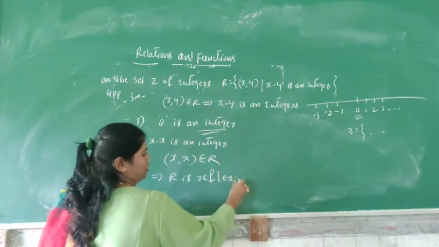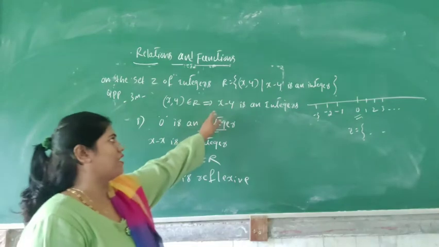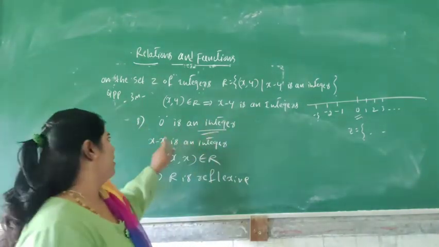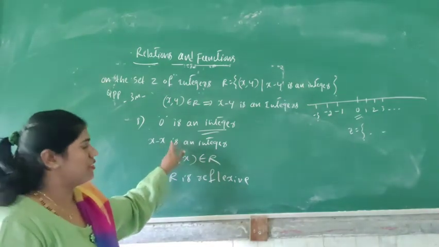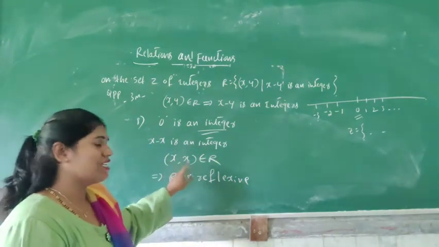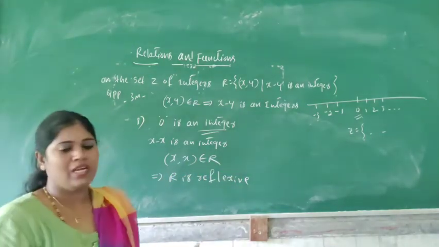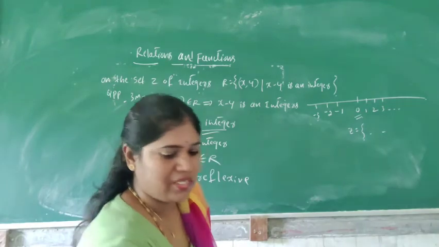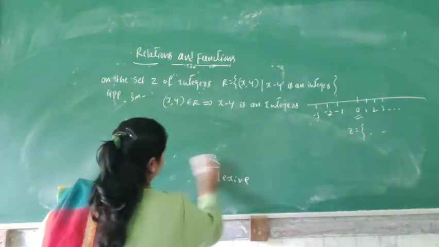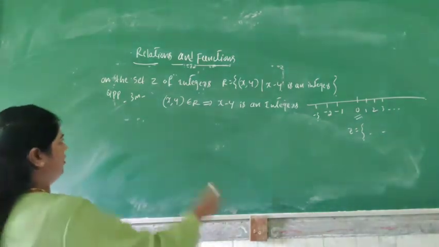So xy belongs to R implies x minus y is an integer. 0 is an integer, x minus x is an integer. So x minus x can be written as x is related to x, it is there in the set R. So R is reflexive. Next one is symmetric.